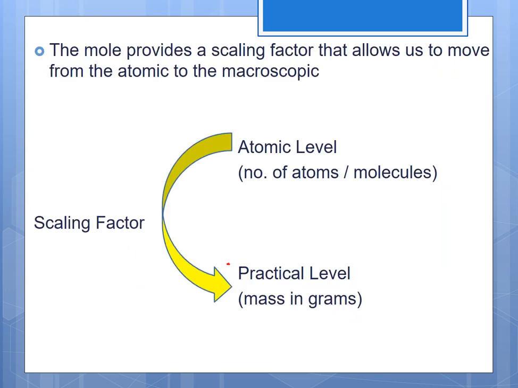So essentially, it works as a scaling factor. So atoms are really, really small, and there's so many of them that we can't count them individually. We need to be able to move from the atomic level, where we're dealing with the number of atoms or molecules in an equation, up to the practical level where we can physically weigh this kind of substance out, okay?